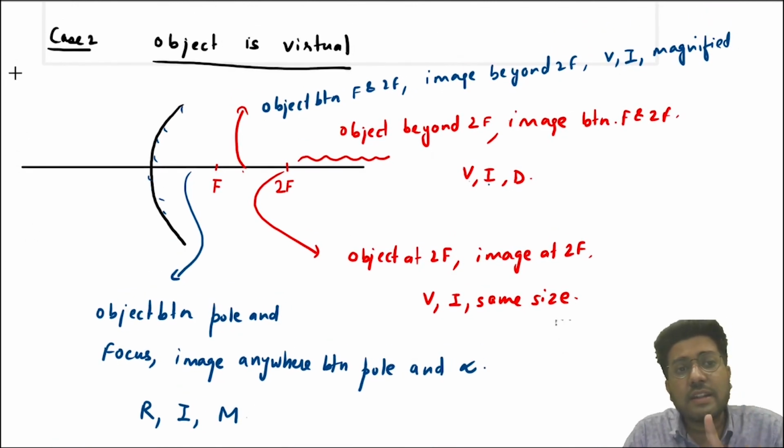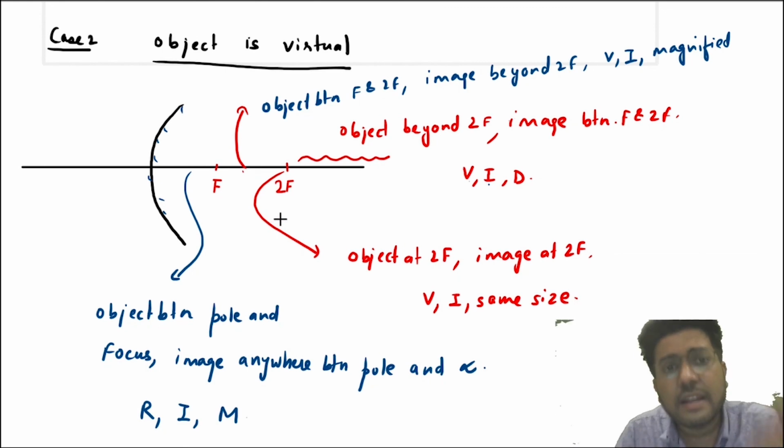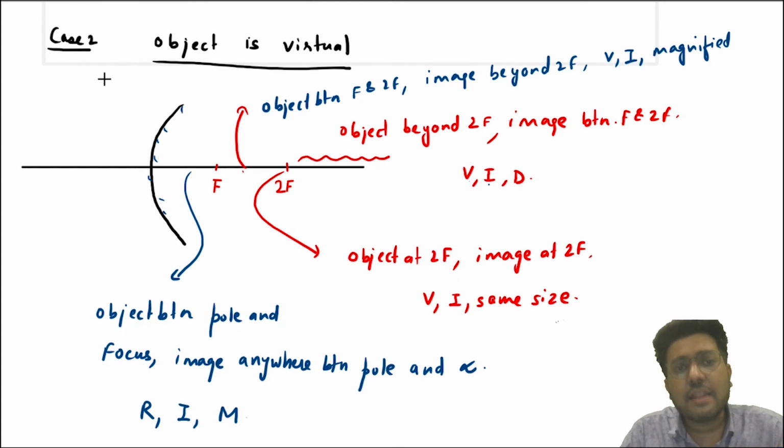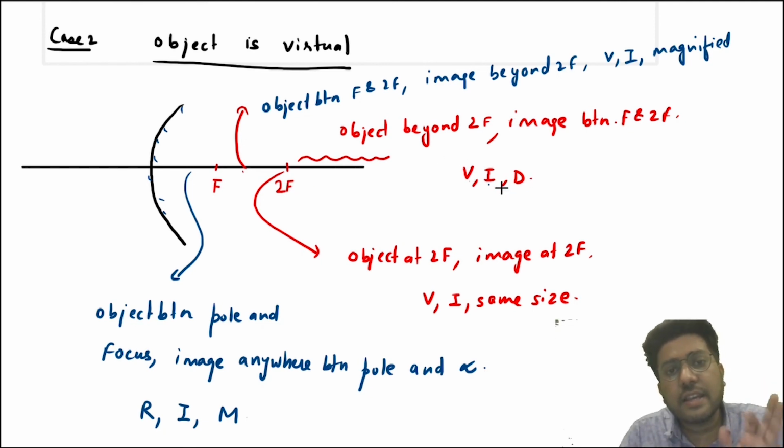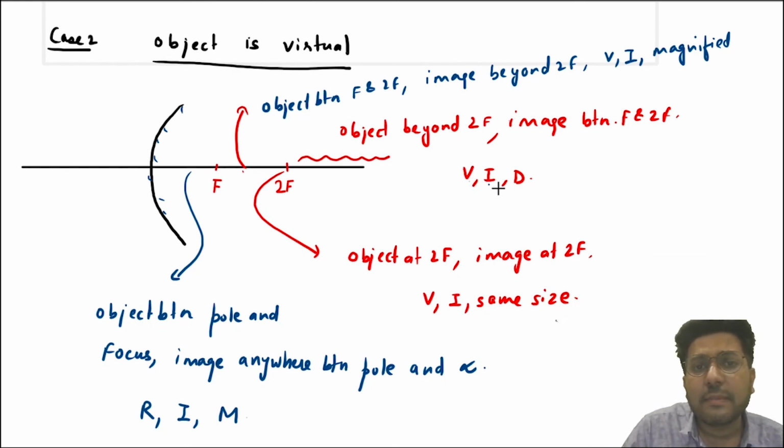A real object in a concave mirror will give you a similar result as a virtual object in a convex mirror. But there will be only one difference. And what will be that difference? Wherever there was a real image in case of a concave mirror with a real object, here there will be a virtual image for a virtual object in a convex mirror. If you remember, when the object was beyond 2f in a concave mirror, the image was between f and 2f, real, inverted, diminished. Here everything is the same. When the object is beyond 2f, the image is between f and 2f. The only difference is the image is not real but virtual. So the image is virtual, inverted and diminished, right?